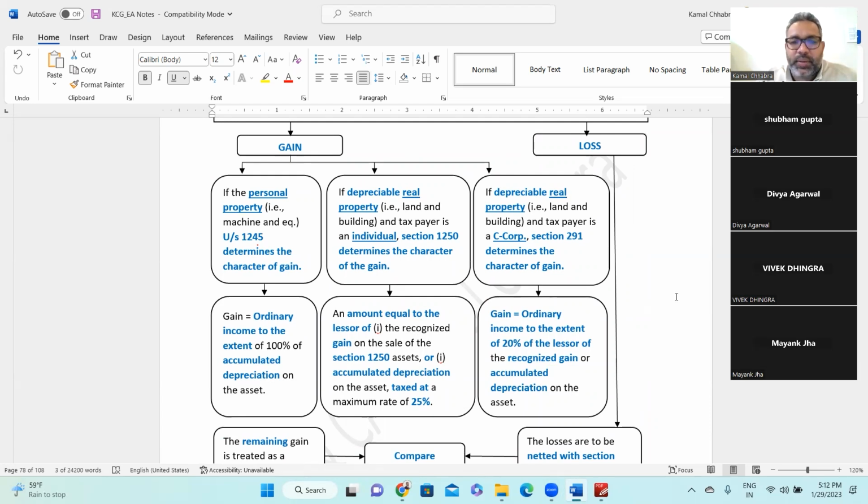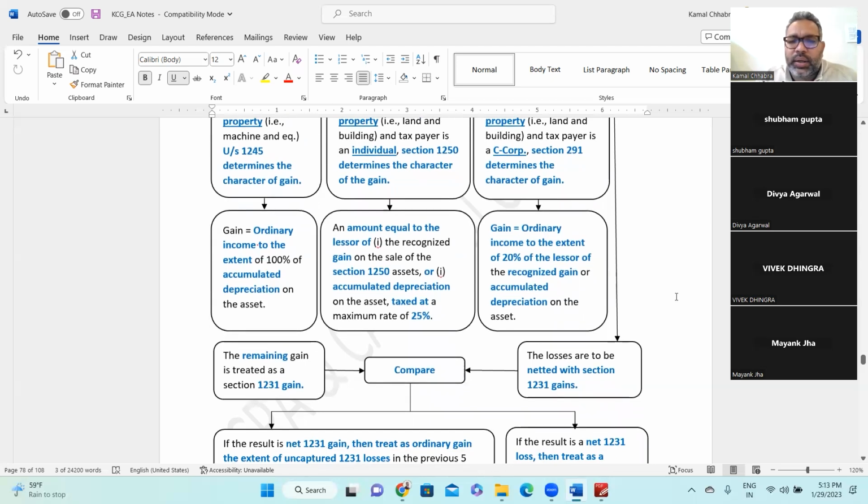Okay, so if it is depreciable real property, which is your land or building, and the taxpayer is an individual, then section 1250 determines the character of gain, whether it will be ordinary gain or capital gain. An amount equal to the lesser of the recognized gain on the sale of the section 1250 asset or the accumulated depreciation on the asset is taxed at the maximum tax rate of 25%. So 25% is generally the ordinary tax rate, right? Here also the same situation.